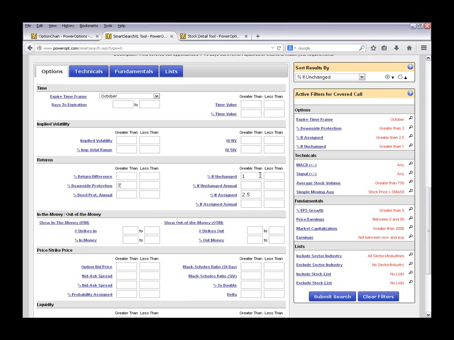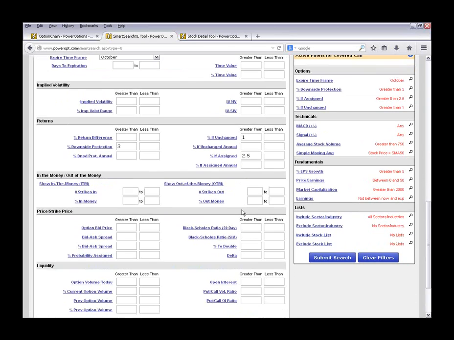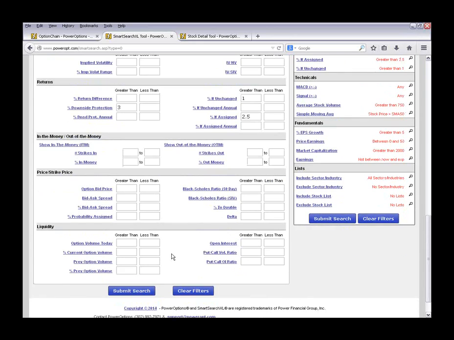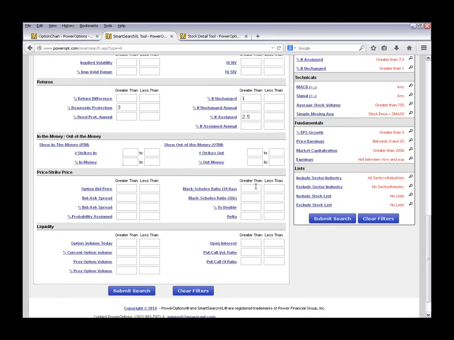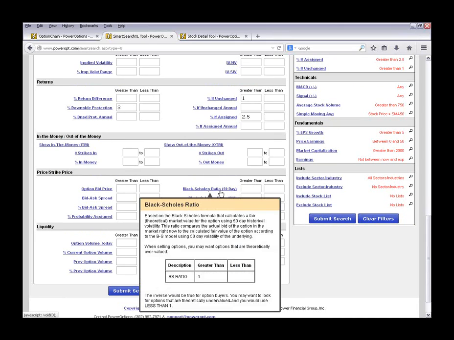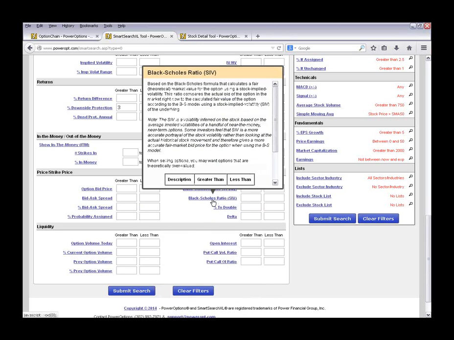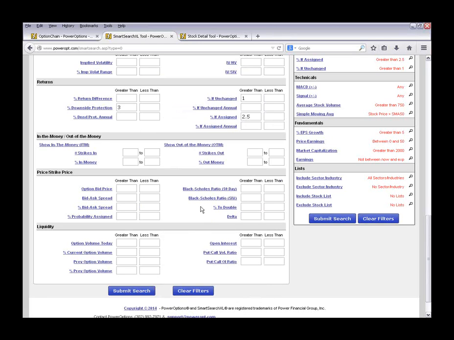And the percent if unchanged, if the stock stays right at the current stock price, whether the option is in the money or out of the money, I want at least a 1% return if the stock doesn't move. Now, I'm not going to put in anything for range in or out of the money, and I'm not going to put in anything for the implied volatility, the implied volatility ratio, or the Black-Scholes ratio, which is similar. We would look for that value of greater than 1. Here in the Black-Scholes ratio, it shows us the 50-day, which means it's using the 50-day historical volatility. You also have the Black-Scholes ratio using the SIV, the Stocks Implied Volatility Index.